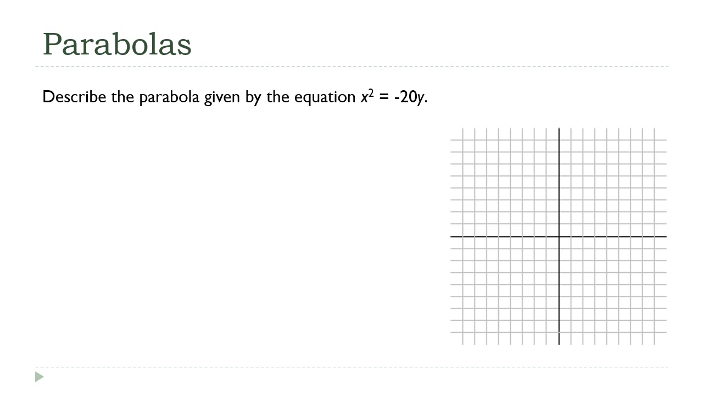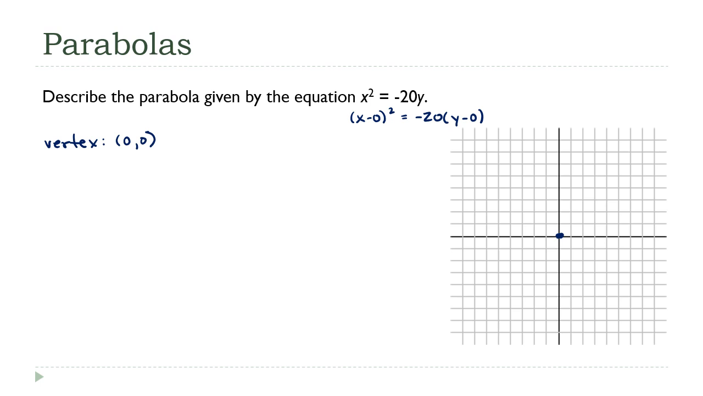So the vertex is going to be the origin. And if you really want to see that, I could rewrite this as x minus 0 squared equals negative 20 times y minus 0. And now, yeah, you can see that h and k are 0 for this equation. All right, so that's my vertex. The vertex is at the origin. I'm going to go ahead and sketch that in here, right? Put that point in.